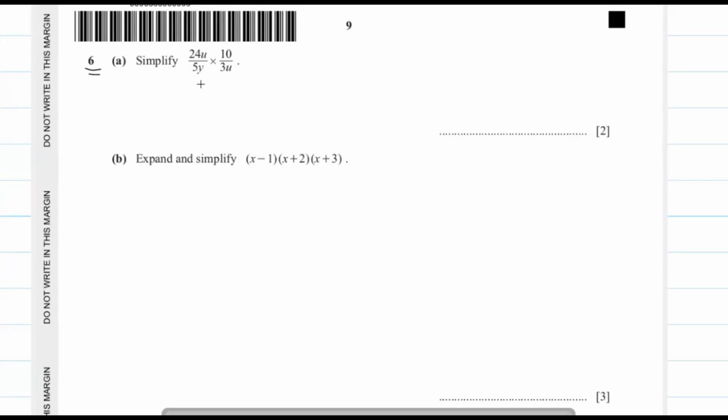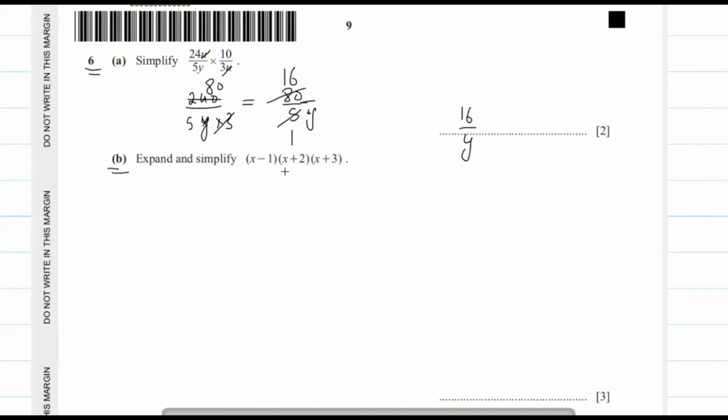Question 6 part A. Simplify 24u over 5y into 10 over 3u. Look here, u will be cancelled, and we can write this 240 over 5y multiplied by 3, and we can divide this value. 2 times 80 is 240, and therefore 80 over 5y, and we can divide this 80 by 5. We get 5 times 16 is 80, and therefore we write 16, and 5 times 1 is 5. Therefore the answer is 16 over y.